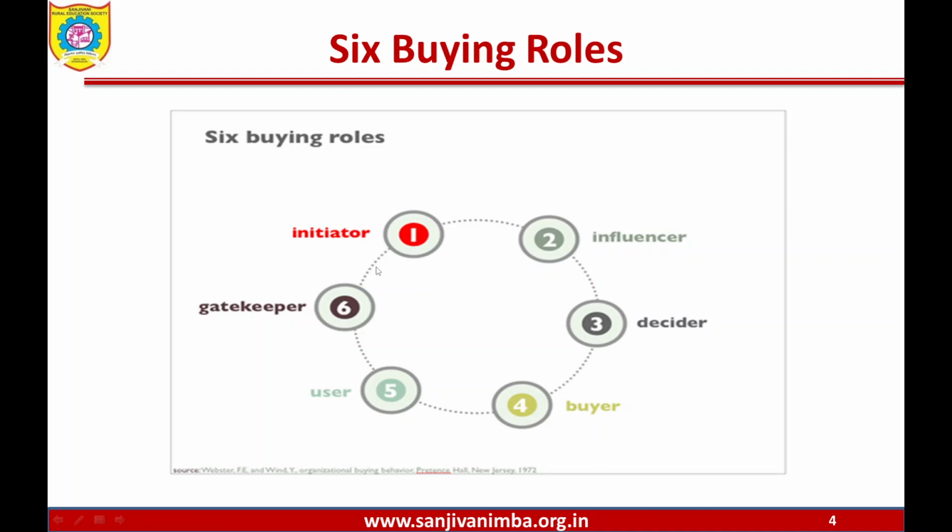So these are the 6 buying roles: initiator, influencer, decider, buyer, user, and gatekeeper. The initiator initiates the buying process, the influencer influences the buying decision, the decider decides to buy the product, the buyer pays the money for that product, the user uses that product, and at the last moment the one who controls the information is called the gatekeeper. So these are the 6 buying roles.